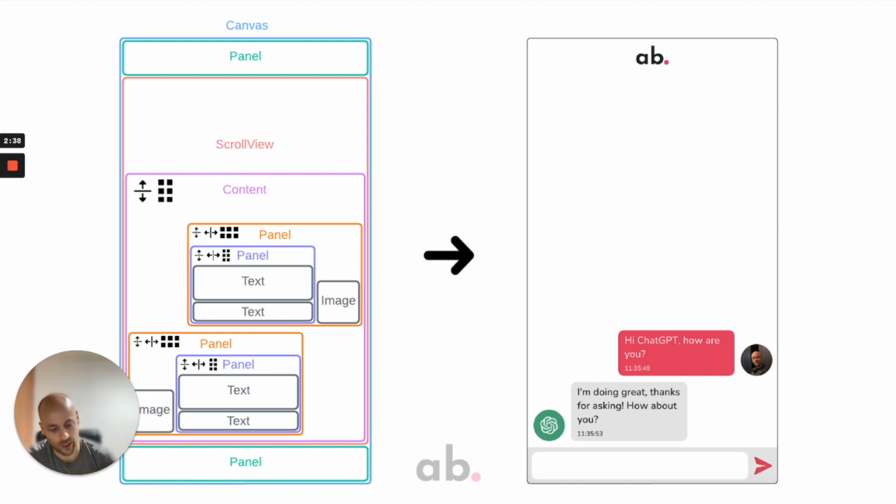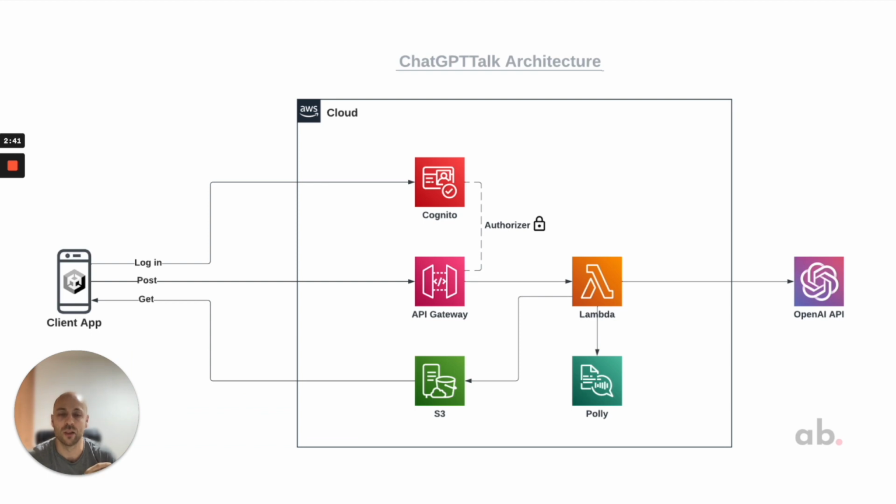After that, I will explain the architecture. So first we have a login system thanks to Cognito, which is the authentication service of Amazon. This is a basic username and password authentication. After that, once the user is logged in, the user sends the message he wrote in the chat to an endpoint we created thanks to API Gateway.